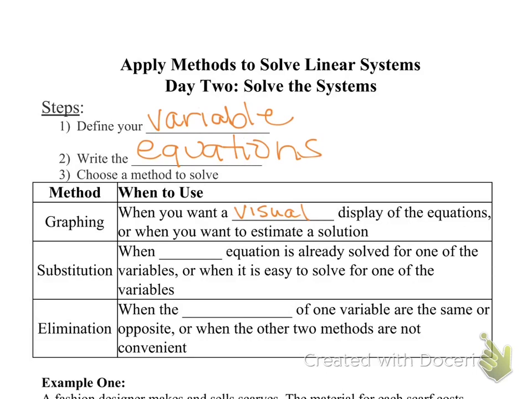But for substitution, that is when one equation is already solved for one of the variables. And keep in mind, it could be both of the equations too. You want at least one of them to be solved. And then elimination, that's when the coefficients of one variable are the same or opposite. Okay, so those are the main things that we need to focus on when solving these types of problems.